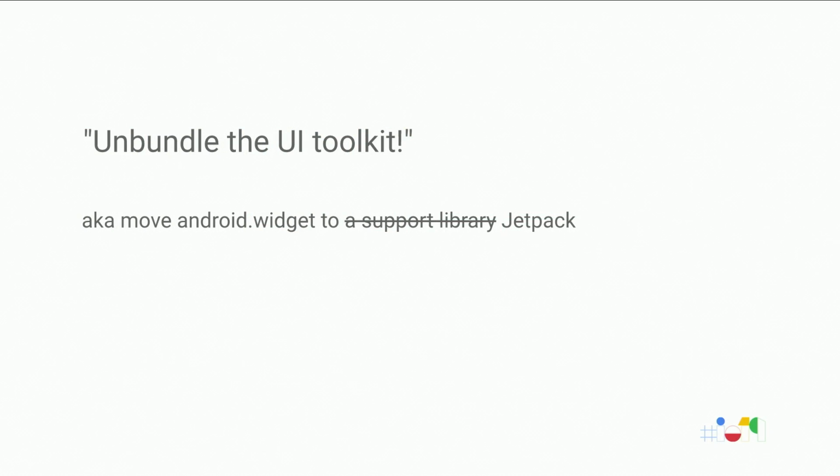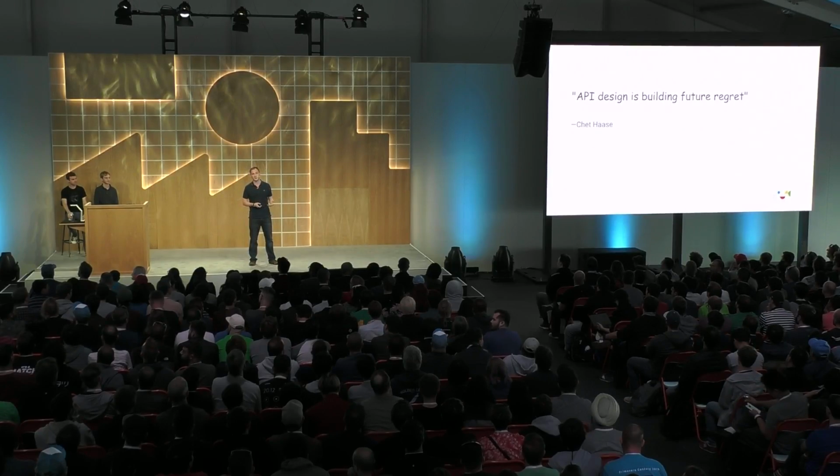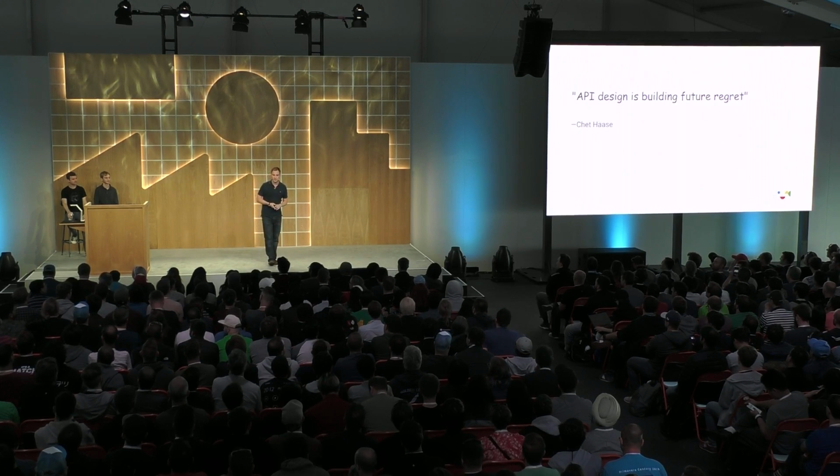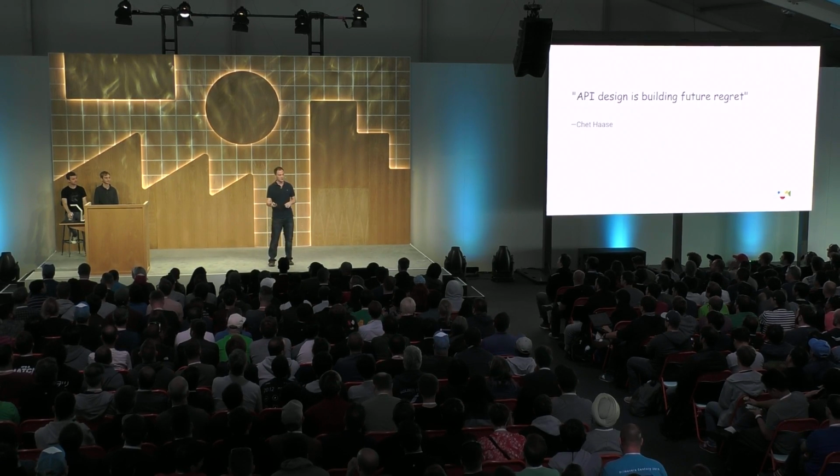So we're thinking about moving some of our widgets to Jetpack, make them be a support library. Let's take TextView, move it entirely in Jetpack, and then we'll be able to deliver fixes. But as we were thinking about doing this, we thought, well, if we're going to do this, how about we start improving those widgets a little bit? What could we do to improve the APIs? And I'm sure you all love the APIs of our UI toolkit, but as Chet put it, API design is building future regrets. And we have a lot of regrets, a lot, even more than you do.